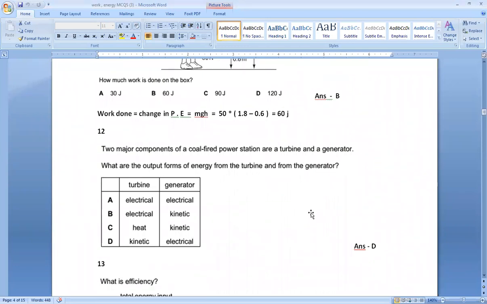Two major components of a coal-fired power station are a turbine and a generator. What are the output forms of energy from the turbine and from the generator? The turbine actually rotates due to the pressure of the steam. So the turbine provides kinetic energy, and the generator's output is electricity. Its function is to produce electricity. So my option is D. The output of the turbine is kinetic energy, and the output of the generator is electrical energy.